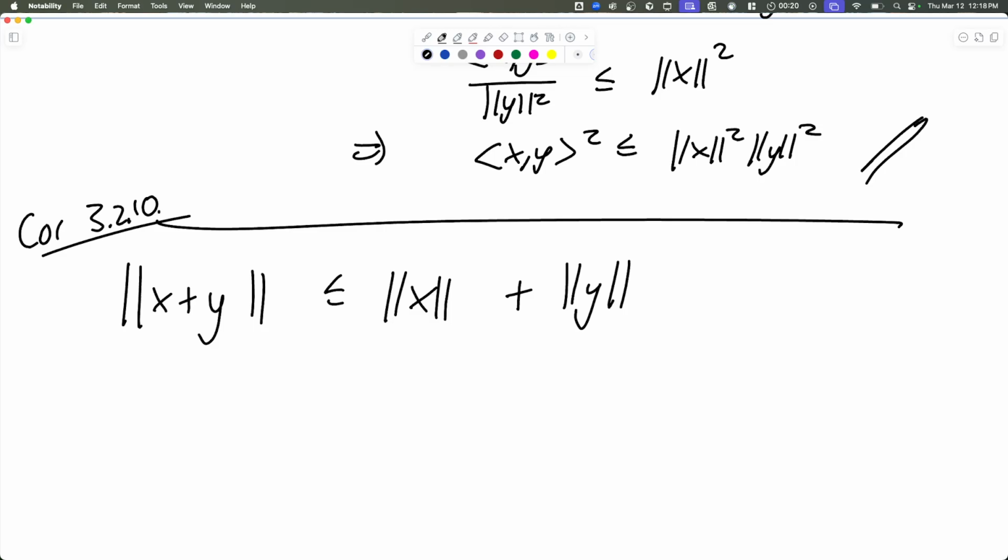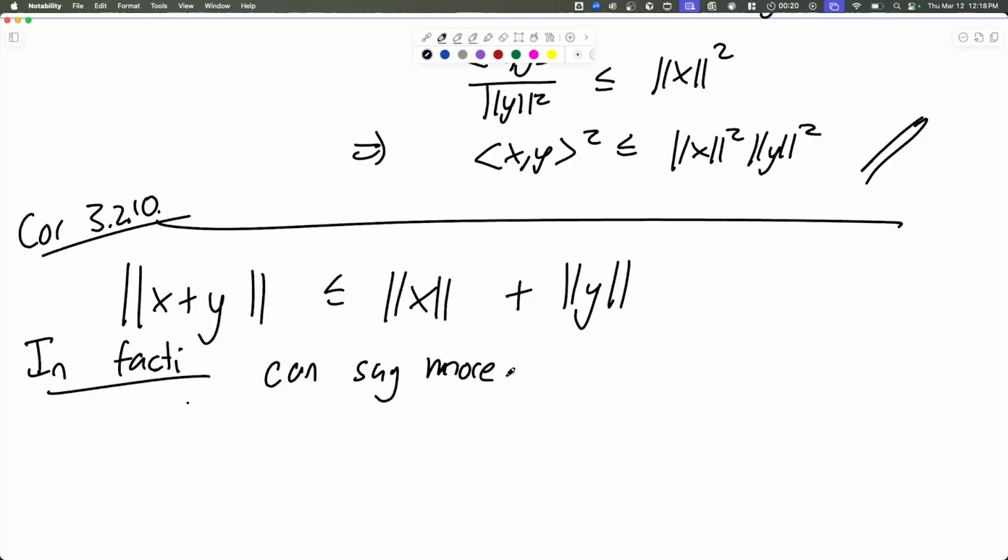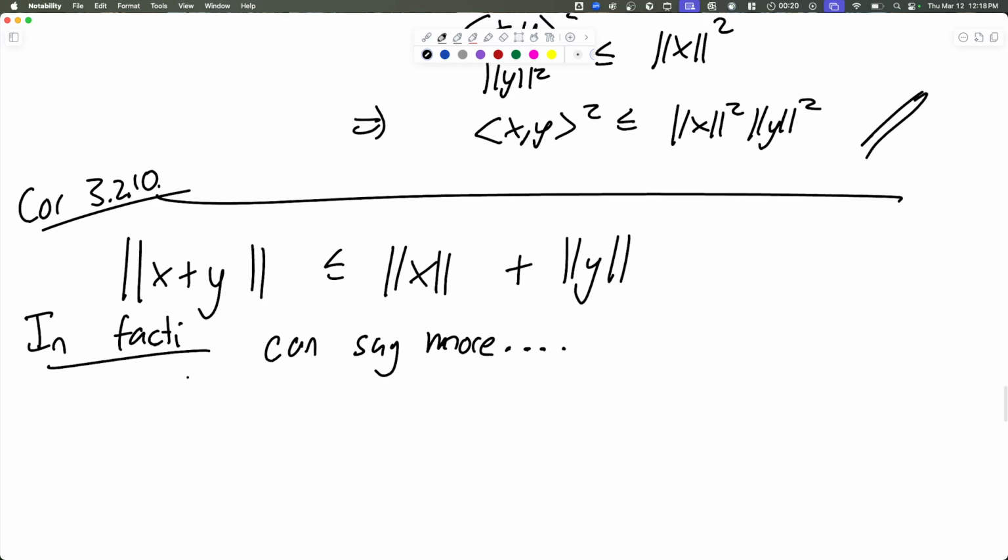And not only can I tell you that the norm of x plus y is less than this in an inner product space, I can tell you exactly how much less. So in fact, the norm of x plus y, I'll tell you how much less when you square it. Well, you'll see in the proof. In fact, I can say more. I'll be cryptic. Let me be clickbaity. Find out with this one weird trick.